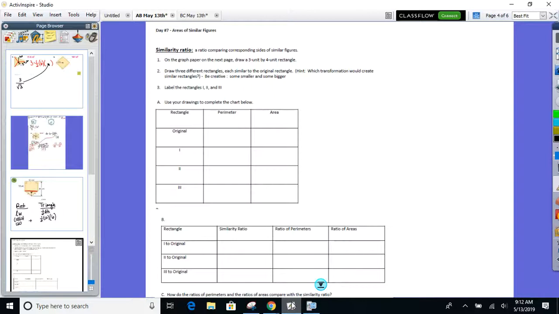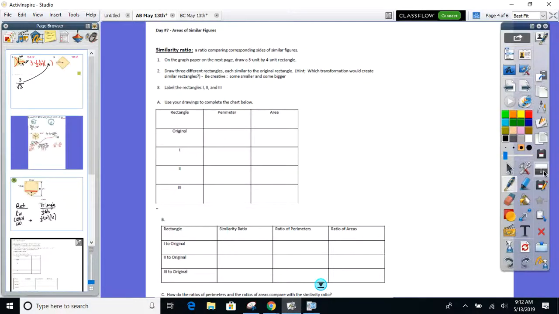Okay, what I'd like you to do first, please, is make a 3x4 rectangle, please. A 3x4 rectangle. All right, on that graph paper, 3x4. And make sure you label it inside, draw an arrow to it, doesn't matter to me. Just make sure you know that's our original rectangle.